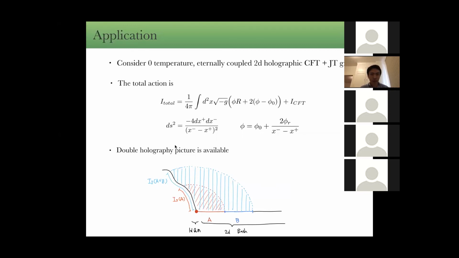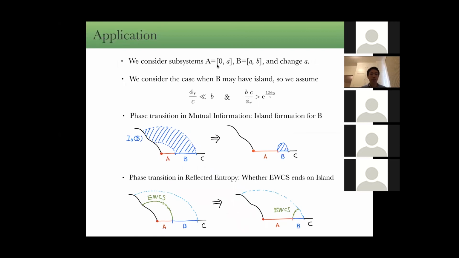And in this case, the double holographic picture is available. And I consider the subregions A and B as the following. And A now includes the boundary of the bath system. So A is 0 to a, and B is a to b. And I will consider changing the boundary of A, and fixing the boundary of B.